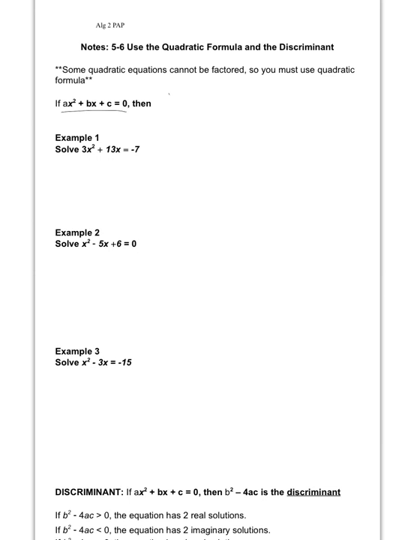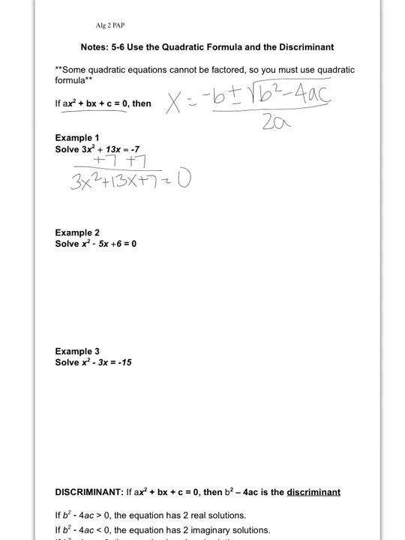The quadratic formula is x equals negative b plus or minus the square root of b squared minus 4ac, over 2a. Okay, so your first step when you're using the quadratic formula is to make sure that it's in standard form and set equal to 0. On example 1, the first step would be to add 7 to both sides of your equation.